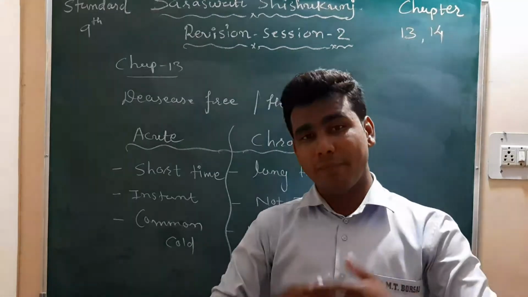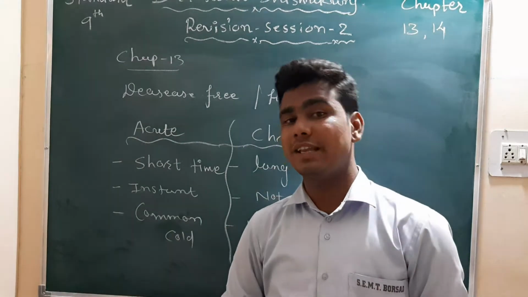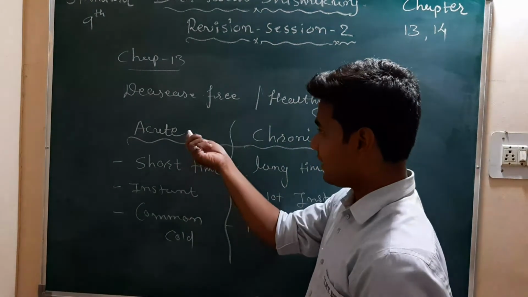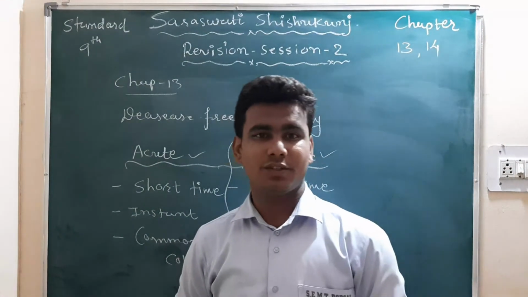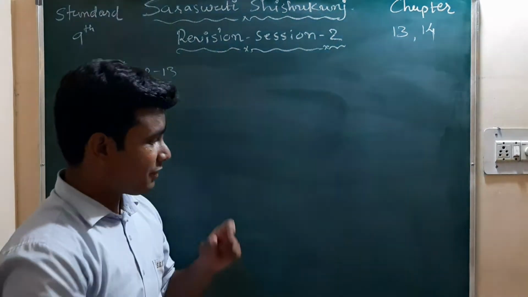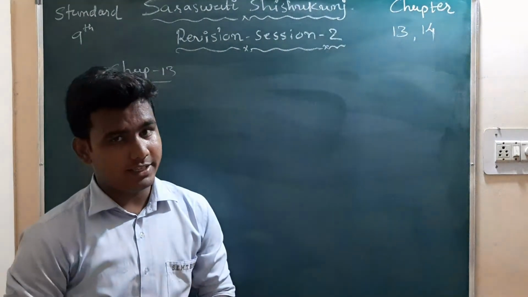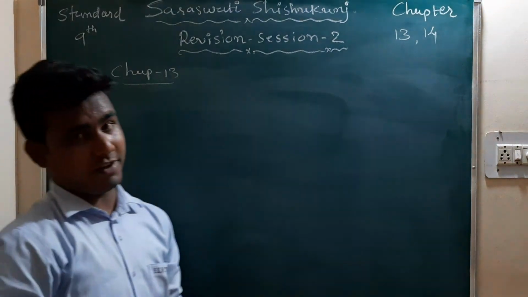Chronic disease may be something a person has to suffer from for the whole of his life, right? So this way we can have a difference between acute disease and chronic disease, which can be asked to us in 2 marks. Okay, after understanding acute disease and chronic disease, we have taken the difference between infectious disease and non-infectious disease.